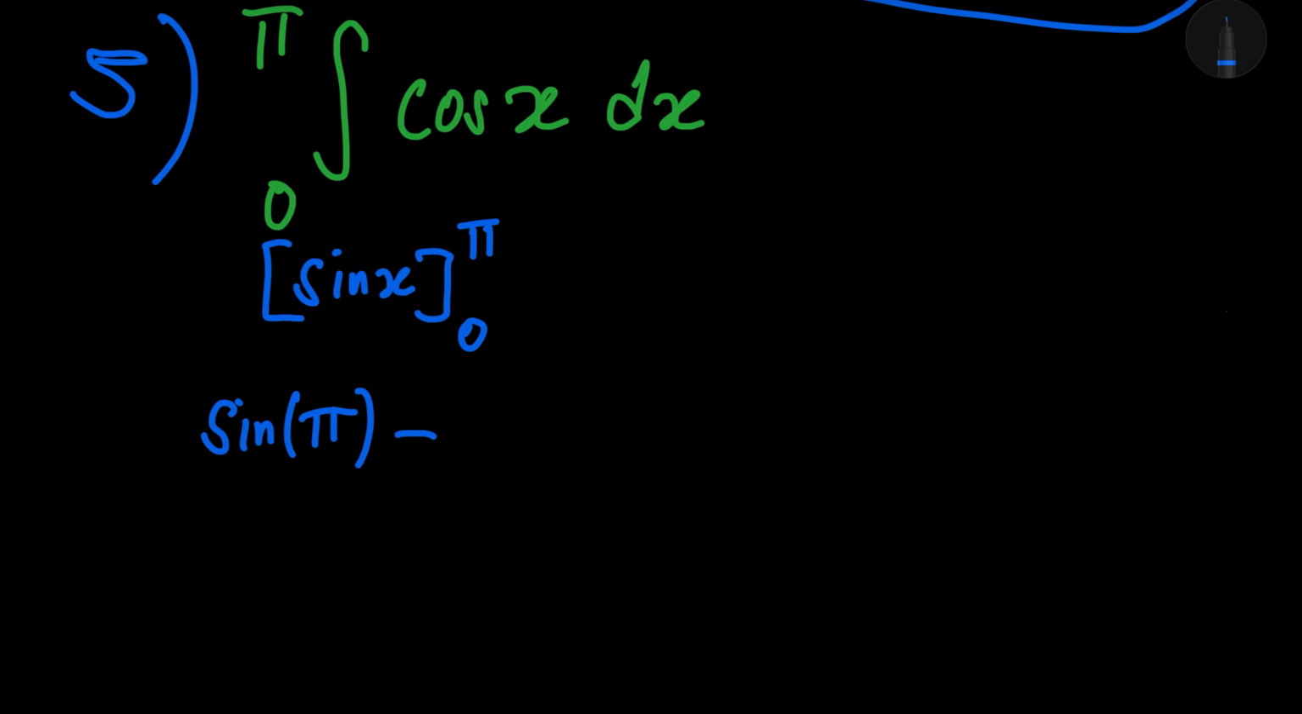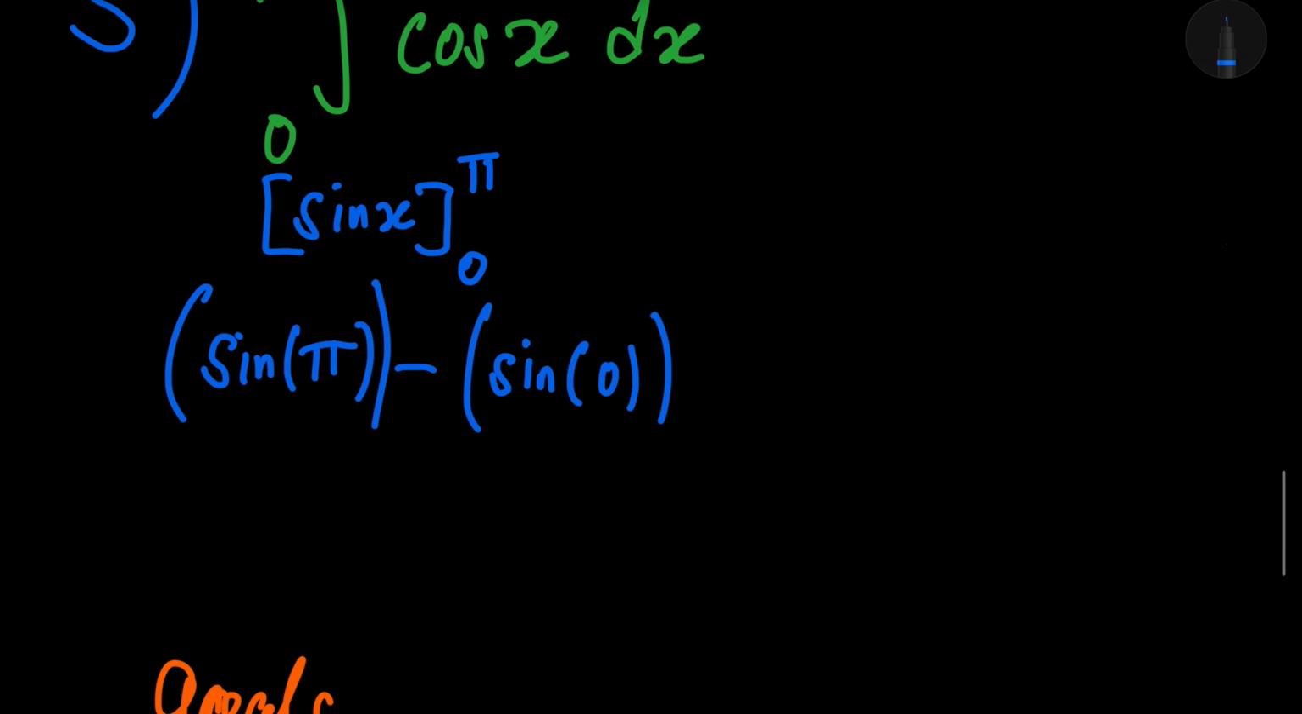pi minus, and then make sure to put it in a bracket. In this case, it doesn't really matter if we put it in a bracket or not, but once you get more terms, it gets more important to be organized with your working. And then you get sine, plug in the lower bound, so it's 0. And that leaves us with 0 minus 0, which gives us 0.